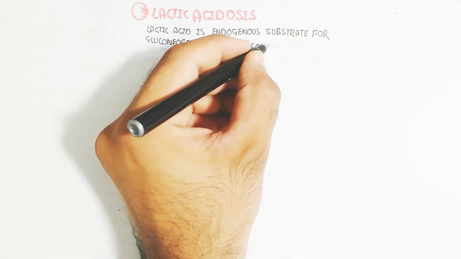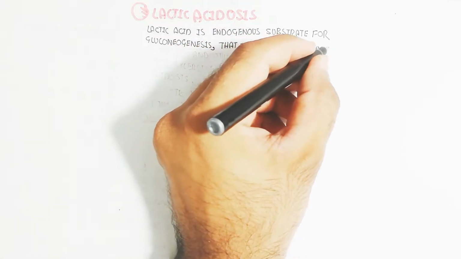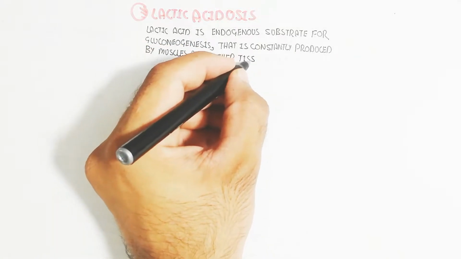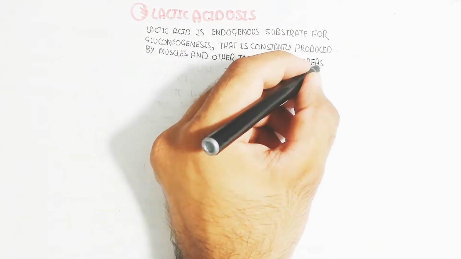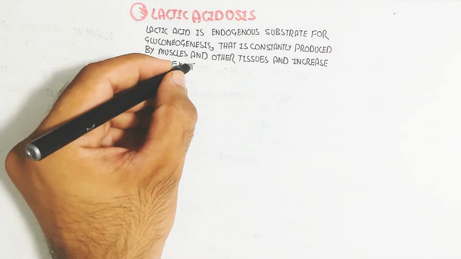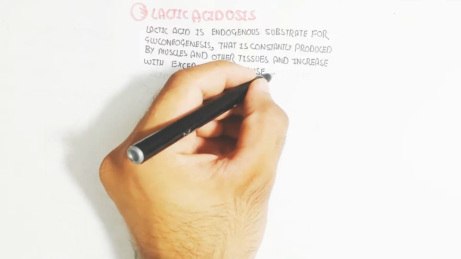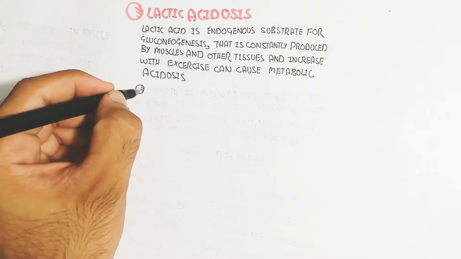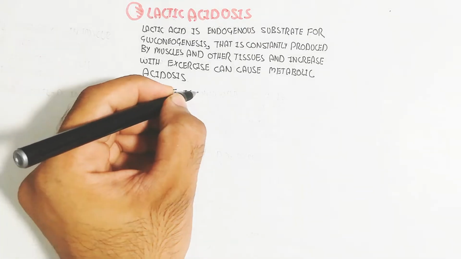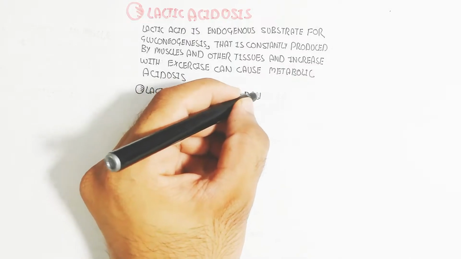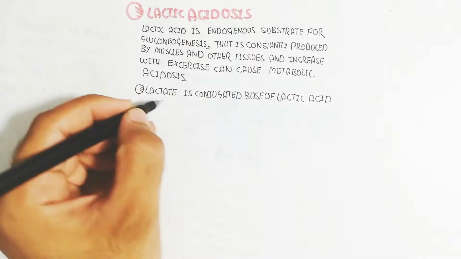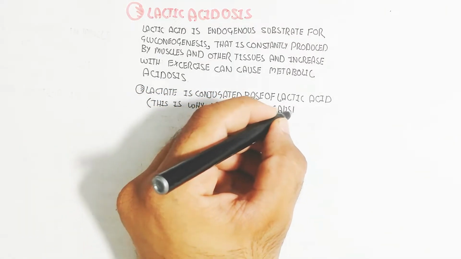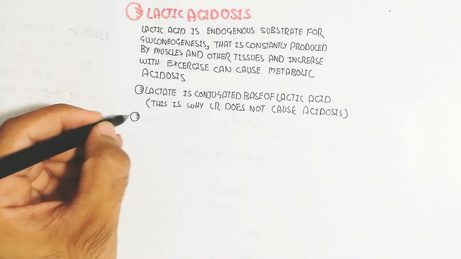So that is something to remember. Gluconeogenesis works through lactic acid, which is constantly produced by muscle and other tissue, and increases with exercise. It can cause metabolic acidosis, otherwise it is impossible. With hard exercise in the beginning phase, when a person has not built up stamina, the number of mitochondria is not high, so the uptake of oxygen is limited. So lactate is the conjugate base of lactic acid. This is why slow respiration does not cause acidosis.